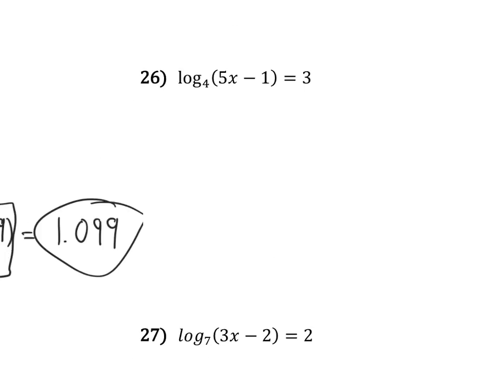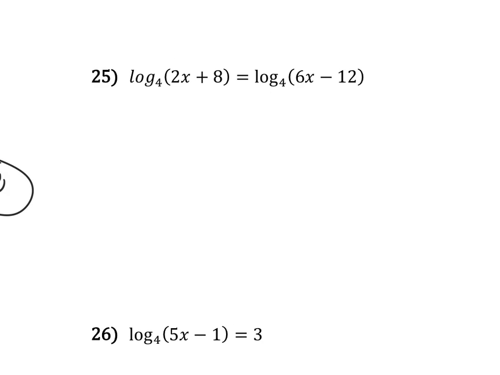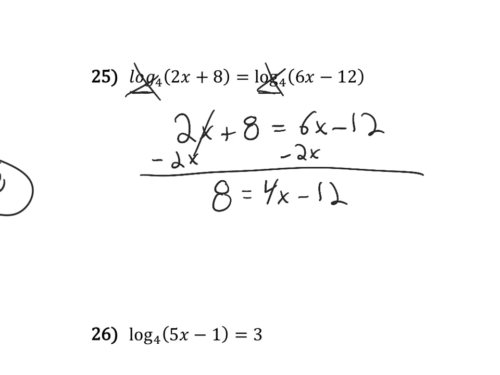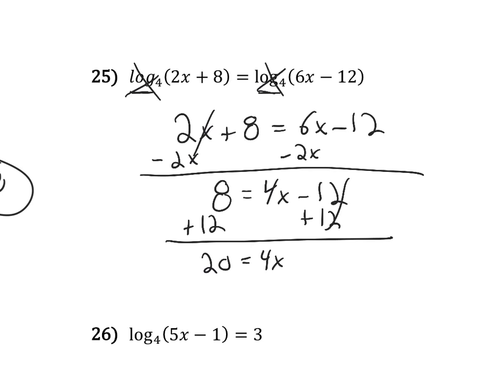Okay, moving up to 25 at the top of the page. Very similar to the last one we did, we have log 4 on both sides, so that means we can just cross them both out and get 2x plus 8 equals 6x minus 12. I will subtract 2x from both sides. 8 equals 4x minus 12. Add 12 to both sides. We get 20 equals 4x. Divide by 4. We should get x equals 5 for that one.